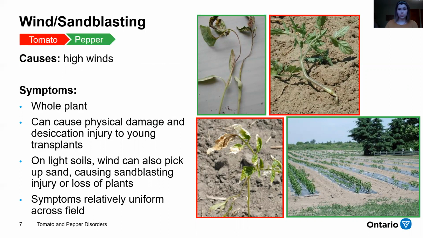So wind and cool temperatures can also cause the desiccation of plant tissues. So it's important to know that wind strips, sometimes cover crops and windbreaks, will help minimize these problems due to wind and sand movement.